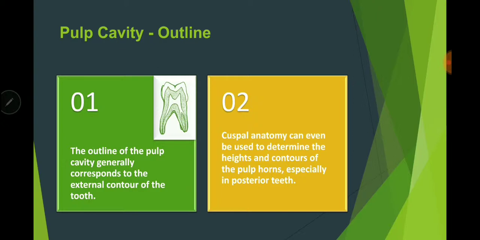And the outline of the pulp cavity generally corresponds to the external contour of the tooth. The anatomy of the cusp can even be used to determine the height and contours of the pulp horns, as we mentioned earlier, especially in the posterior teeth.